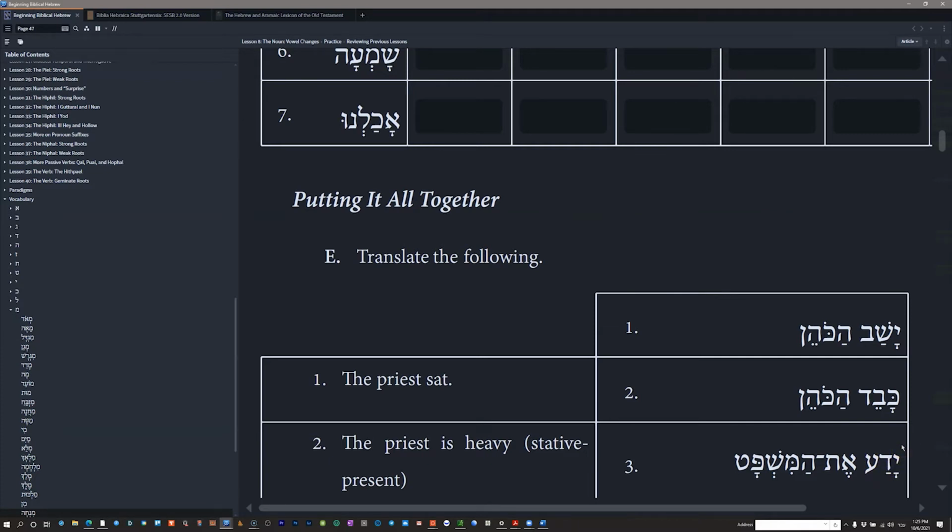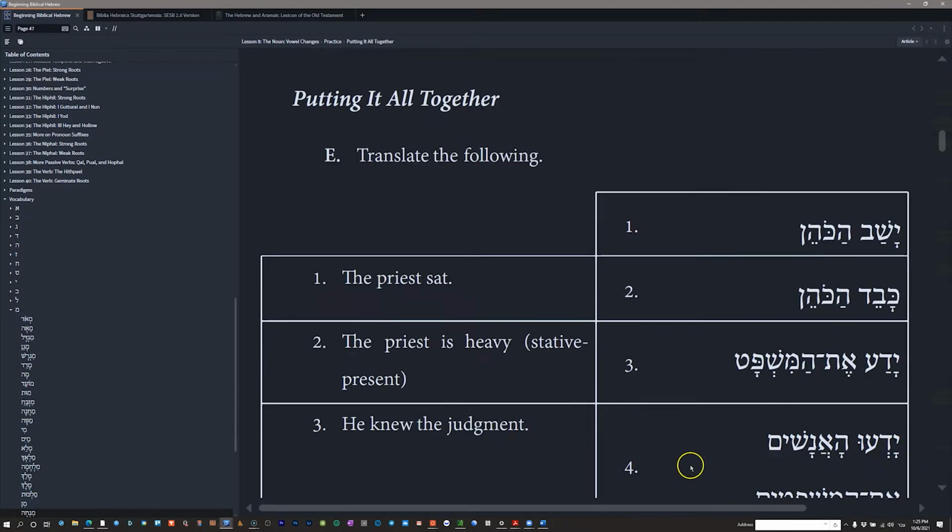English, what do you want first? I want your subject. Okay, well, we found out that the subject is going to be 3ms. The 3ms pronoun in English is "he," so I bring "he" down here. Boom, "he." English, what do you want after the subject? It wants the verb next.